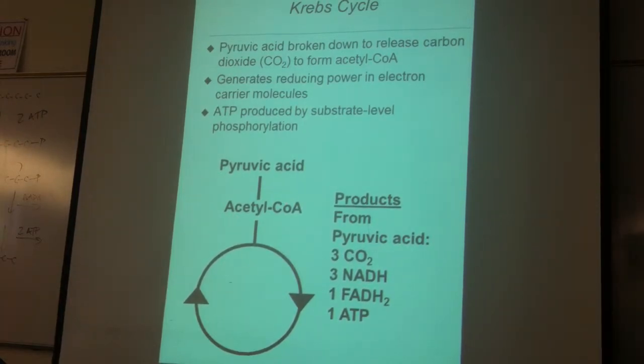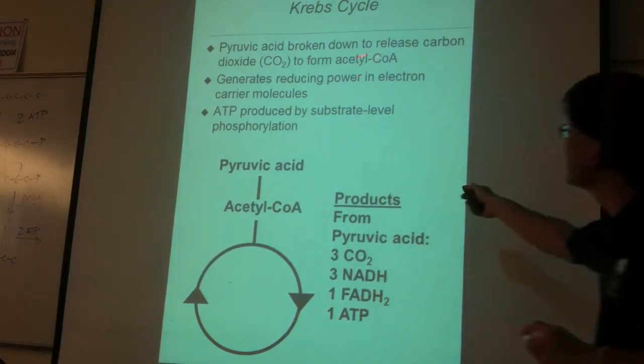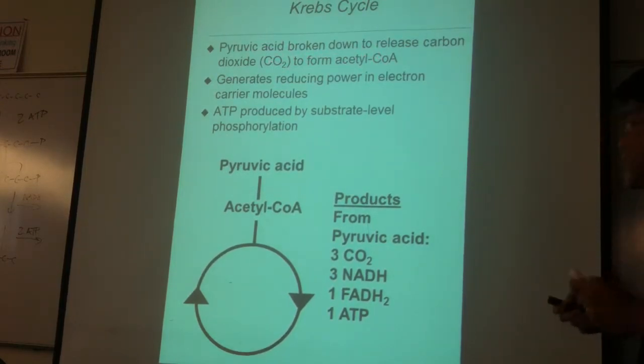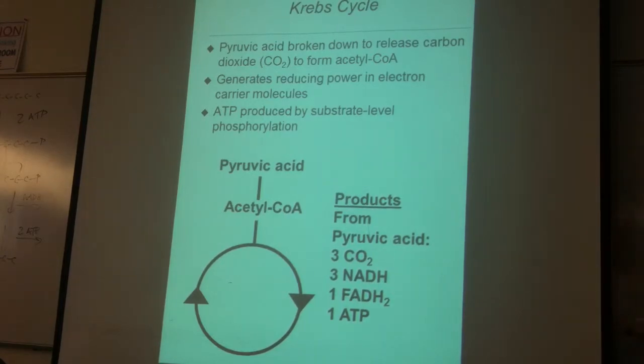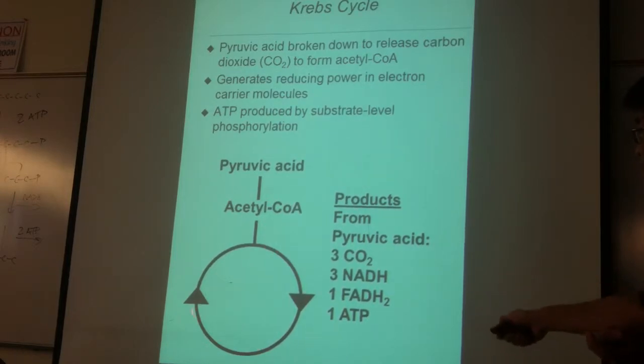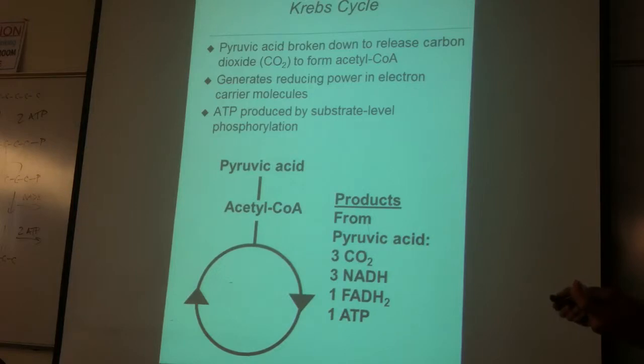So how many carbons are in acetyl-CoA? There's 2, right? Some of you from chemistry may remember acetic acid has 2 carbons. I barely remember that. And because pyruvic acid has 3 carbons, you lose carbon dioxide and you get 2 carbons. That's actually what goes into the Krebs cycle. What happens is that acetyl-CoA goes through this cycle, and from processing that 2 carbon molecule, you get these products.